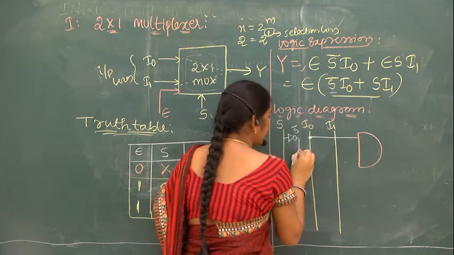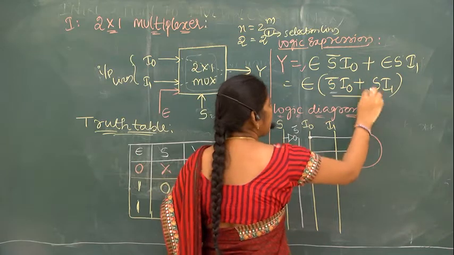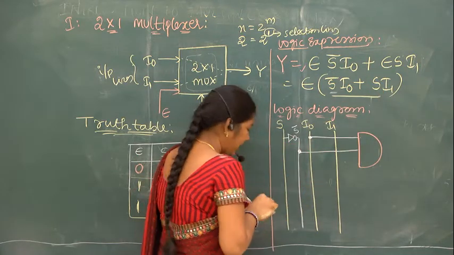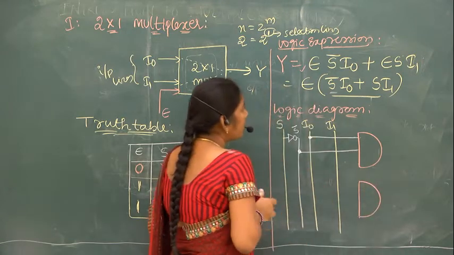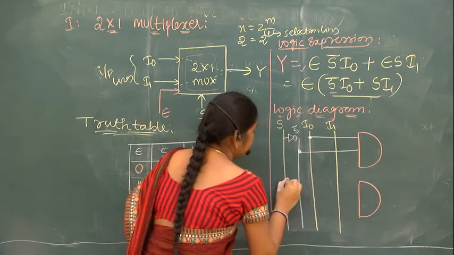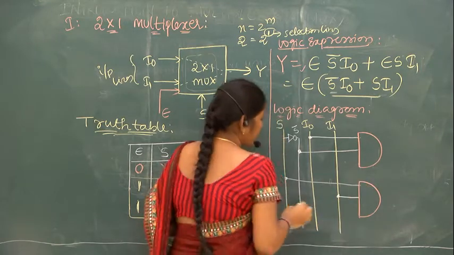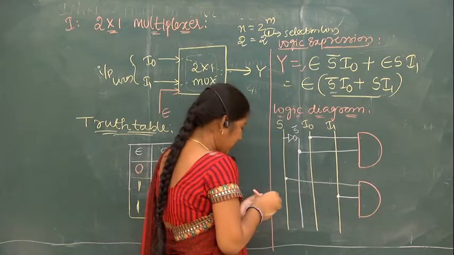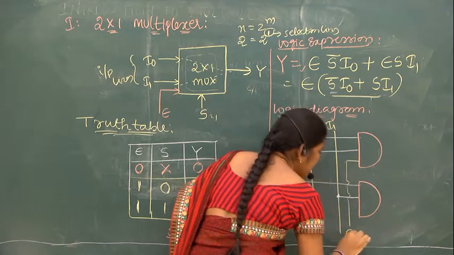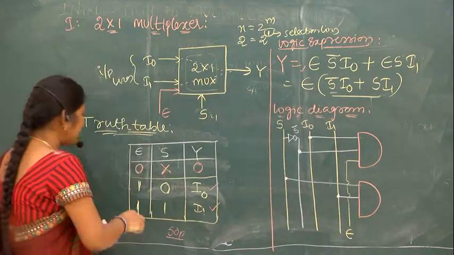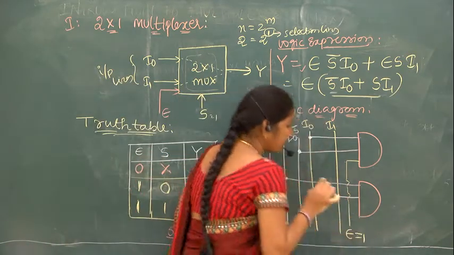I0 and S bar, which is ORed with S I1. So we'll require one more AND gate. Here these inputs are S and I1. For these two gates, E is common. So I am taking E value. This is E. And here one important thing is E is always 1 itself. So I am fixing here E value as 1.